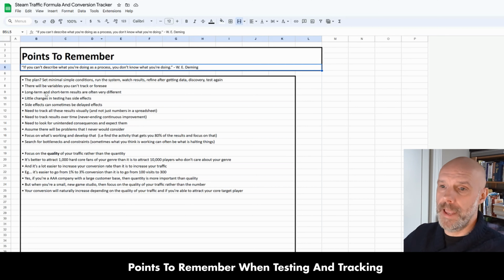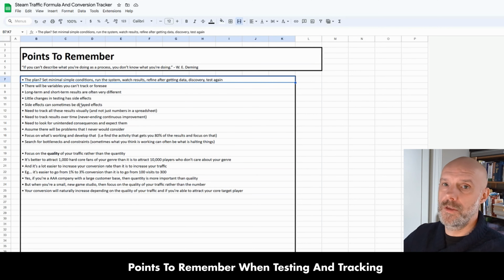So here's the plan. The plan is basically you set minimal, simple conditions, you run the system, and then you watch the results, and then you refine after getting the data, and then you discover some new insights, and then you test again, right?